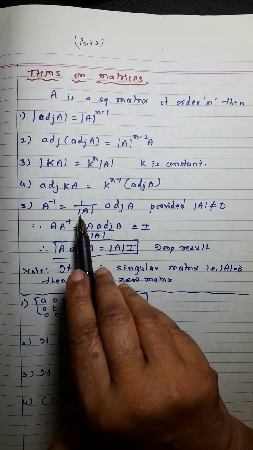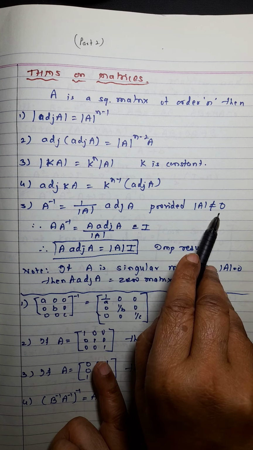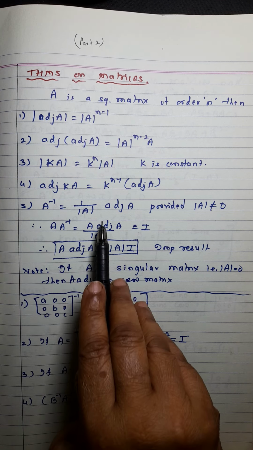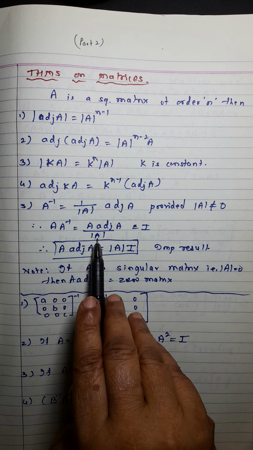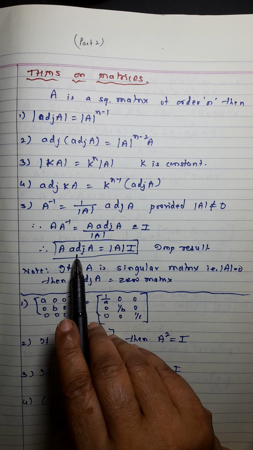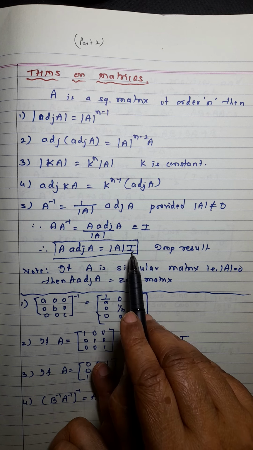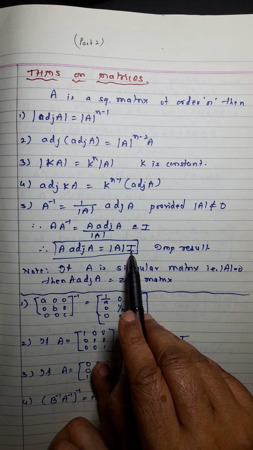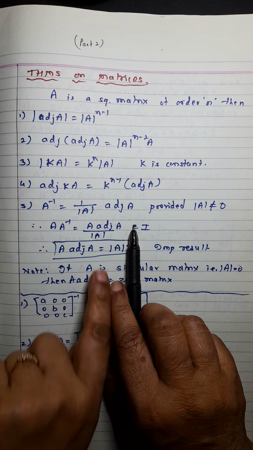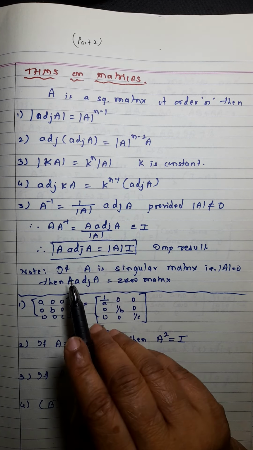A inverse is 1 upon determinant of A into adjoint of A, provided determinant of A is not equal to 0. If I multiply both sides by A, A into adjoint of A is determinant of A into I. So this is also an important property. We have to write I, because this is a matrix. Usually I acts like 1, but if I do not write I, it will become a number. So it is wrong. We have to write I here.